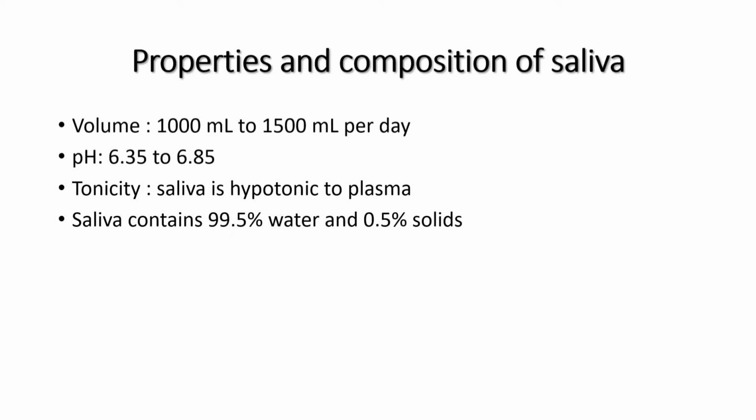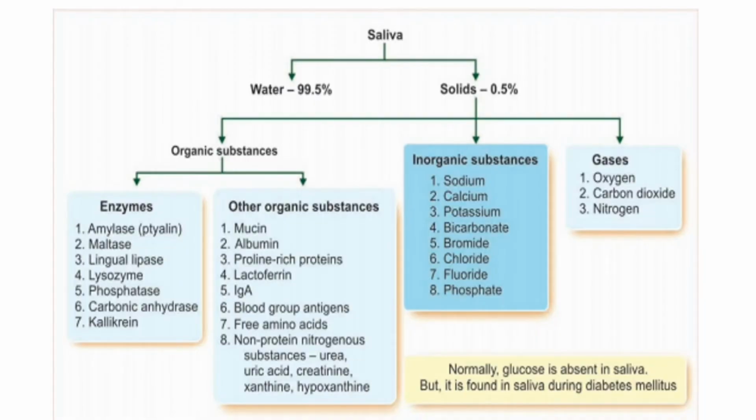Properties and composition of saliva. The volume produced is 1000 ml to 1500 ml per day, with a pH of 6.35 to 6.85. Its tonicity is hypotonic to plasma. Saliva contains 99.5% water and 0.5% solids. Two types of solids are present in the saliva: organic and inorganic.